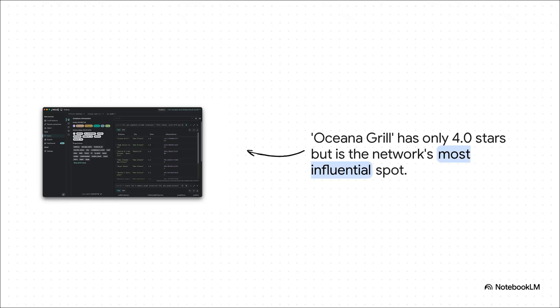And this just illustrates the point perfectly. The winner, Oceana Grill, only has 4.0 stars. But it turns out it's the central hub of the entire network, connecting all the most important reviewers.